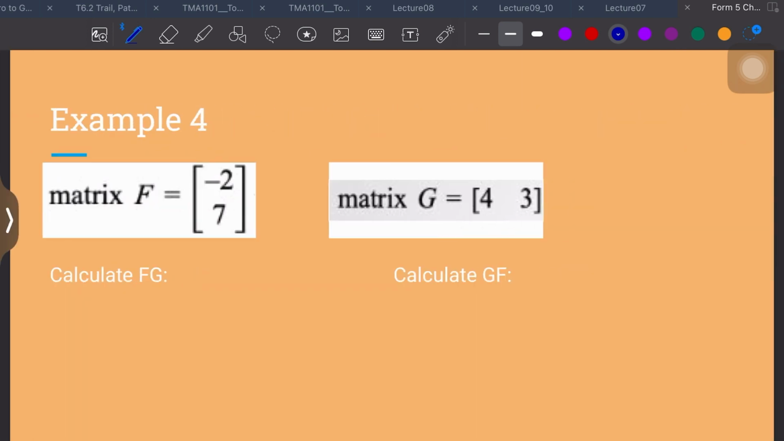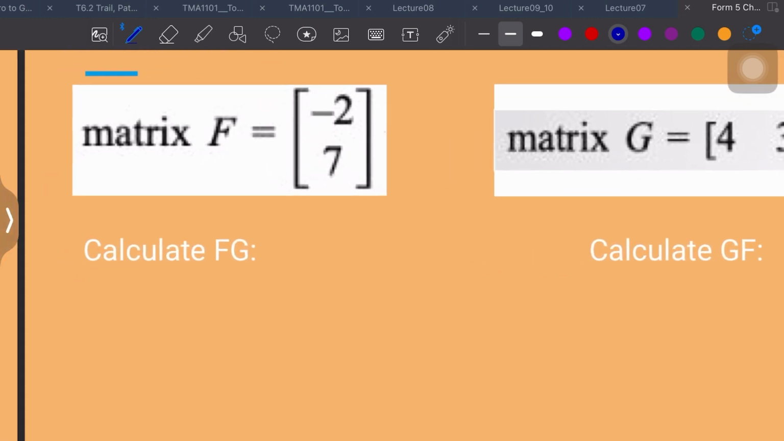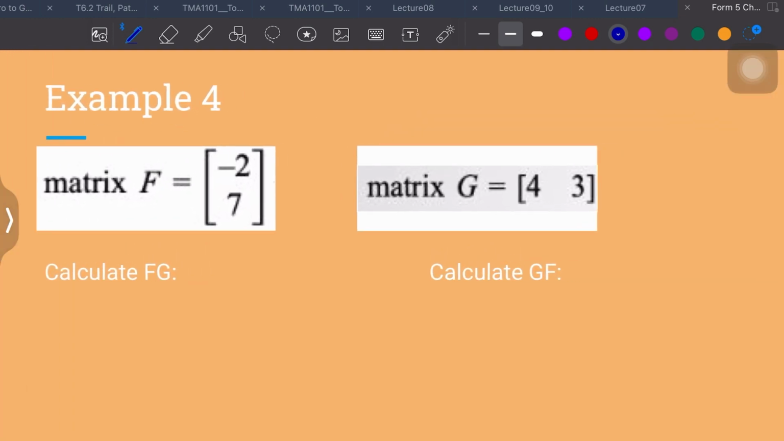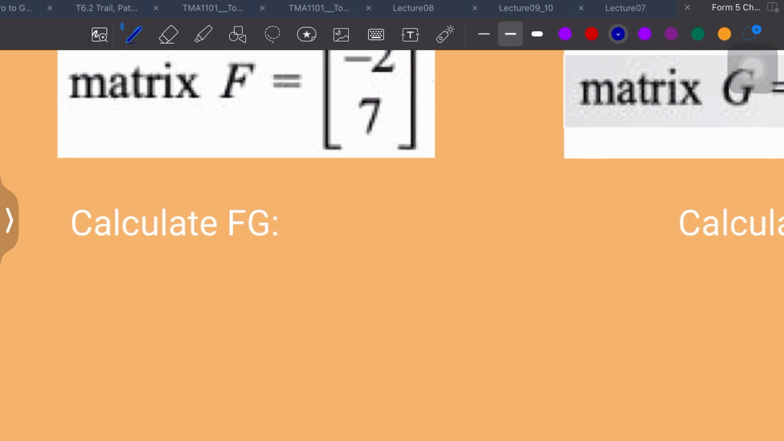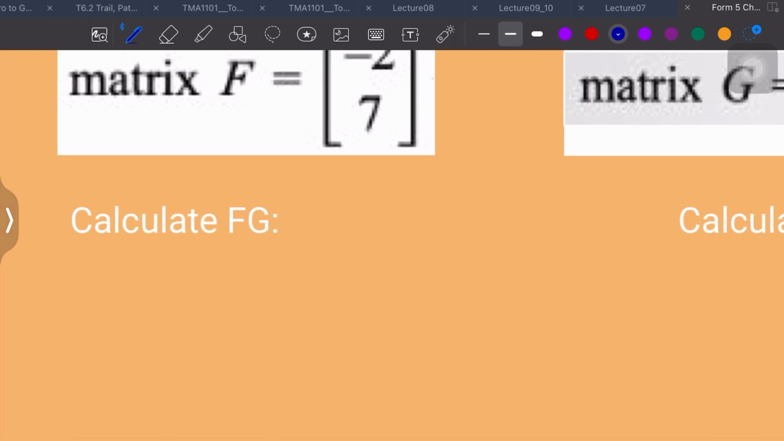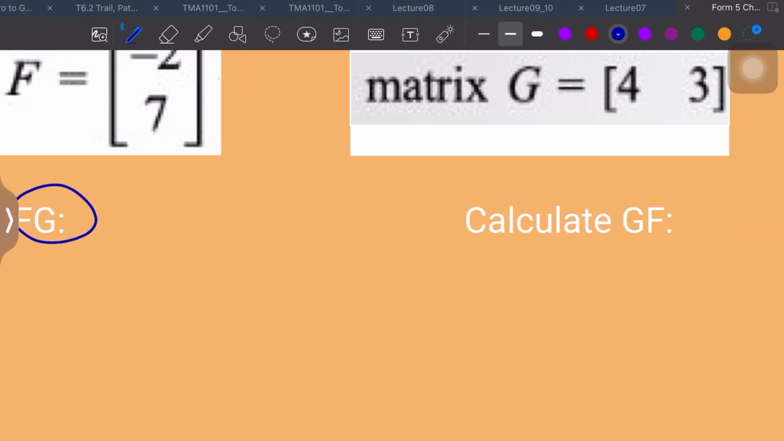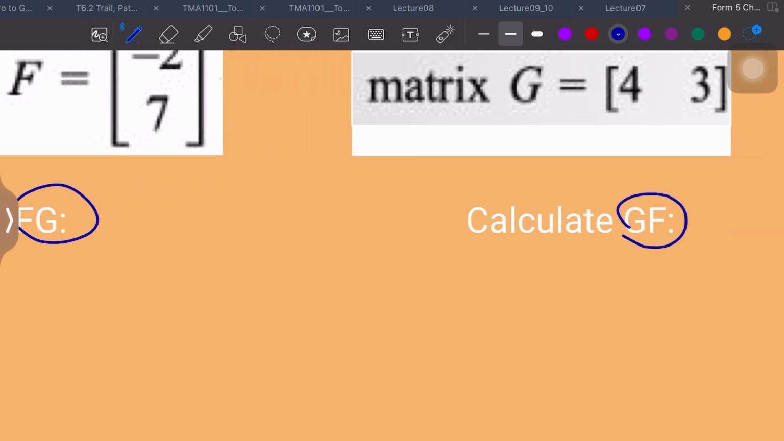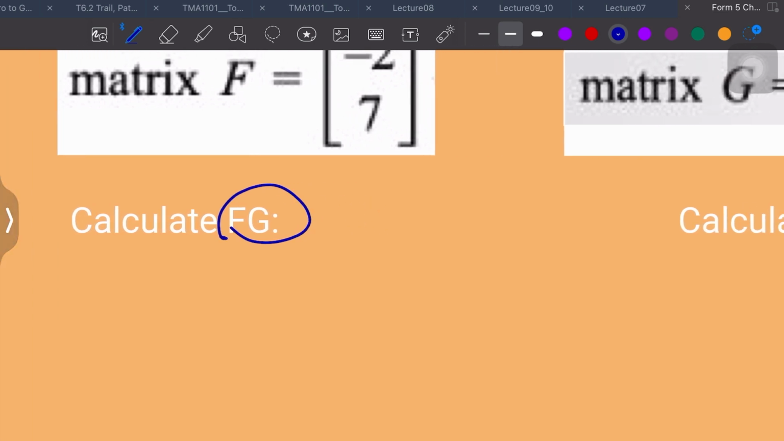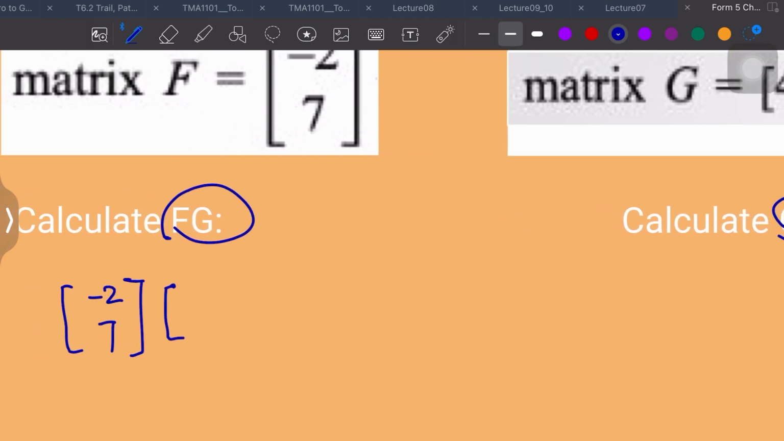Okay, so what do we have here? So FG, we have matrix F, matrix G. The question asks us to find F multiplied by G and G multiplied by F. Okay, so how do we do it? First thing first, we have -2, 7, then multiply it with 4, 3.